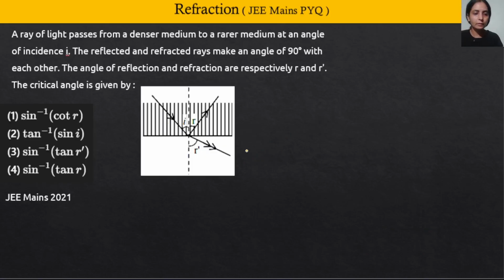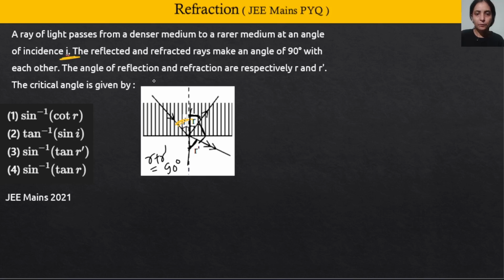A ray of light passes from denser media to a rarer media at an angle of incidence I. So this is I, right? The reflected ray and refracted ray make an angle of 90 degrees. So this is your reflected ray and this is the refracted ray. The angle between these two, so R plus R dash, is said to be 90, and this whole is 180. So R plus R dash is 90, right? This is 90. Done?